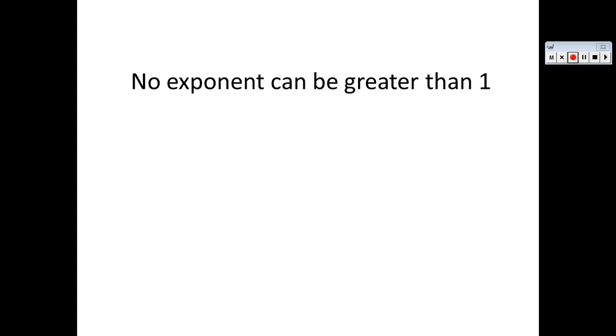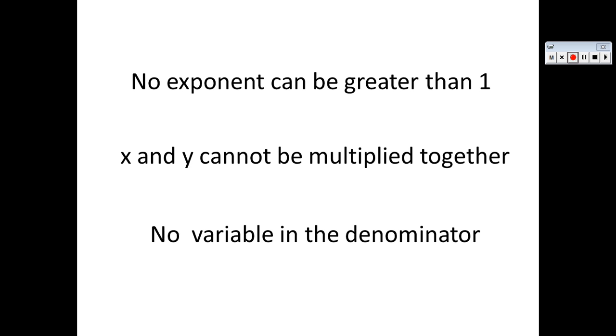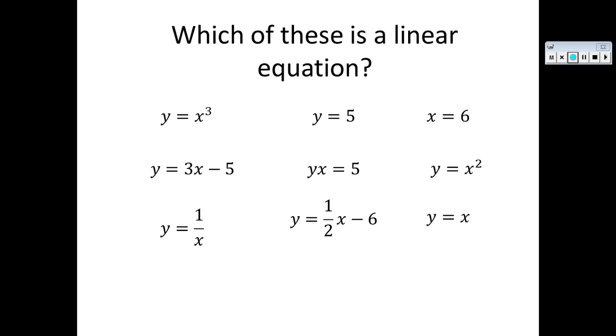A linear equation is an equation where no exponent can be greater than 1. You cannot multiply x and y together, and you cannot have a variable in the denominator. So let's look at all of these 9 equations here and think about which of these are linear equations. So pause the video again, point to which ones you think are linear equations, and when you think you've got them all, press play again.